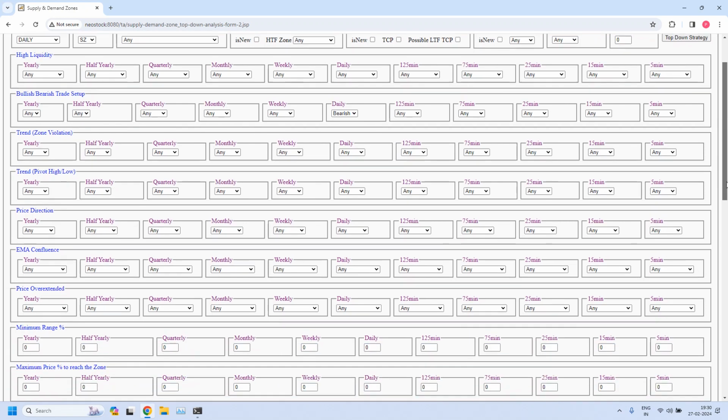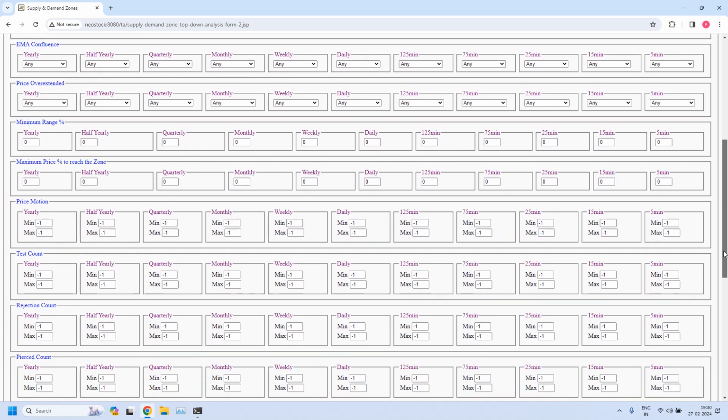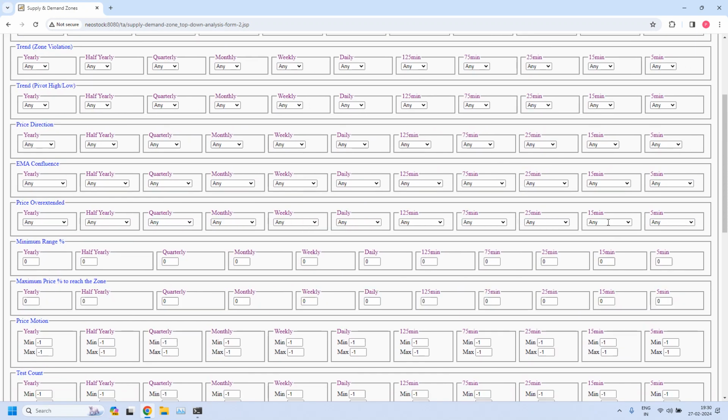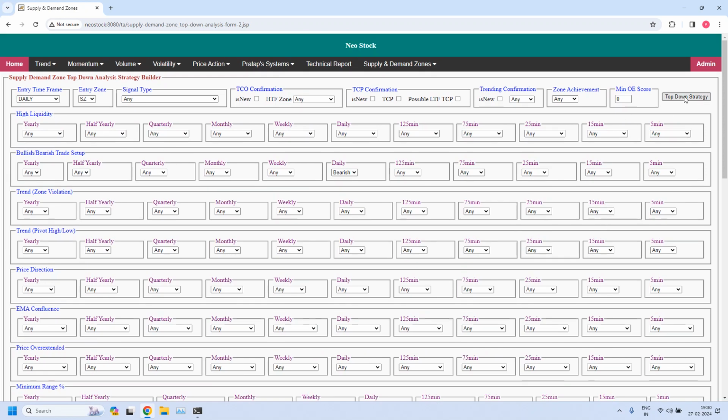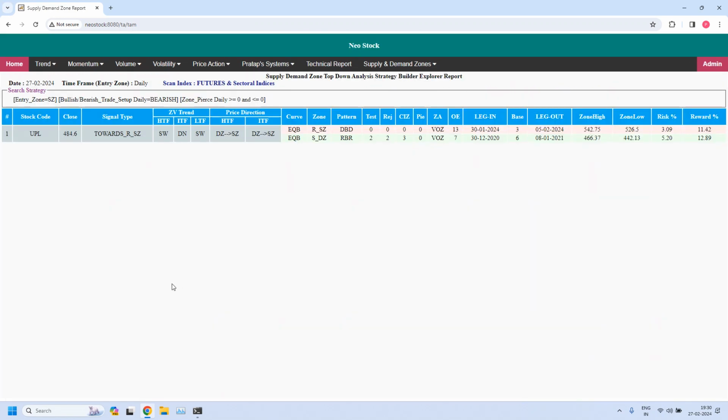But the only thing is we don't want pierced zones. We never trade on the pierced zones. So I am setting pierced count 0. Then without any other filters, let me filter the stocks. Only one stock is there. Currently moving towards the supply zone. And it is a fresh zone. So this is about bullish and bearish trade setups for monthly income trade.